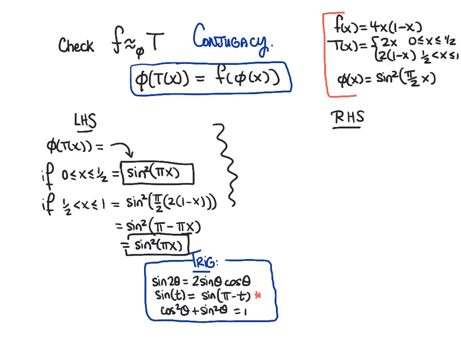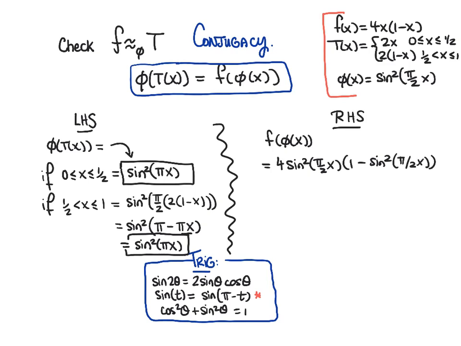So in either case, I get sine squared of pi x on the left-hand side. Now let's go on over to the right-hand side, and let's see what we get for f of phi of x. All right, so f is 4 times, and phi of x is sine squared of pi over 2 x. So you're getting 4 times sine squared of pi over 2 x times 1 minus sine squared of pi over 2 x.